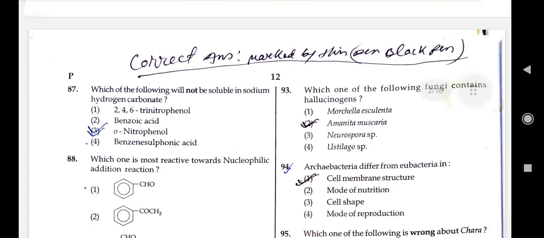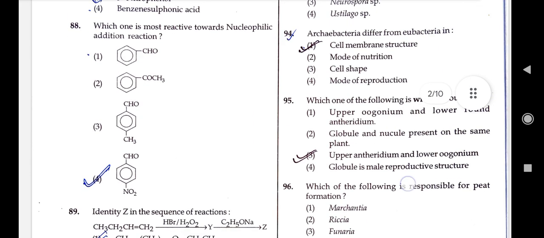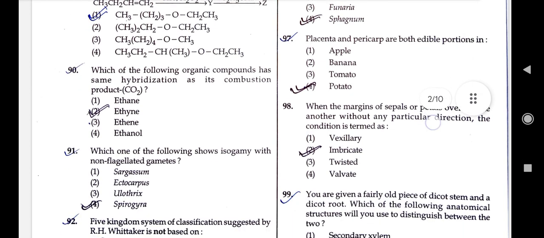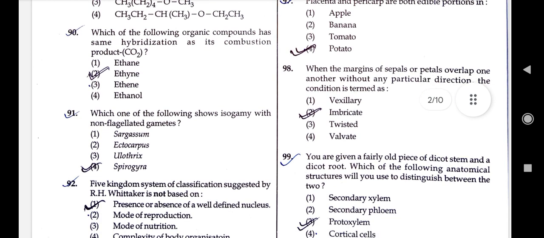So today I will discuss the biology question paper 2014 NET. So students, basically the NET question paper biology part starts from question number 90. So let's see question number 90.